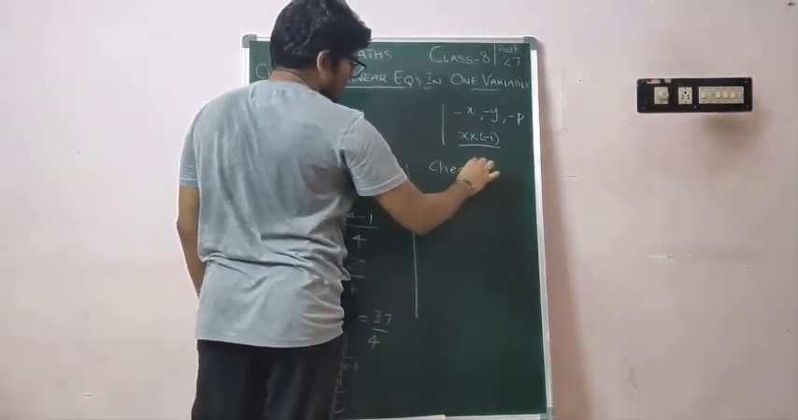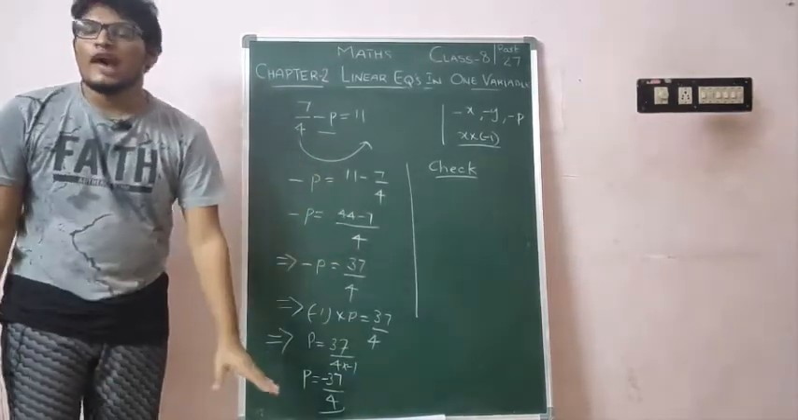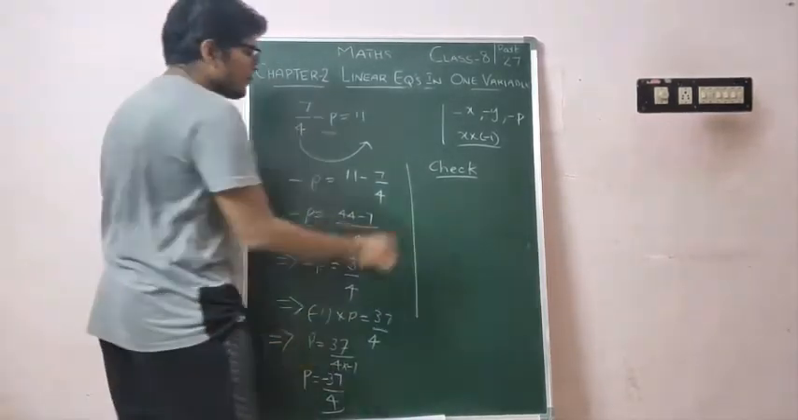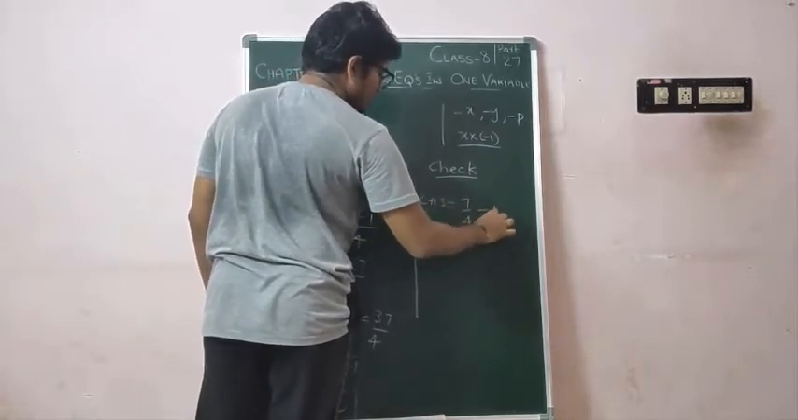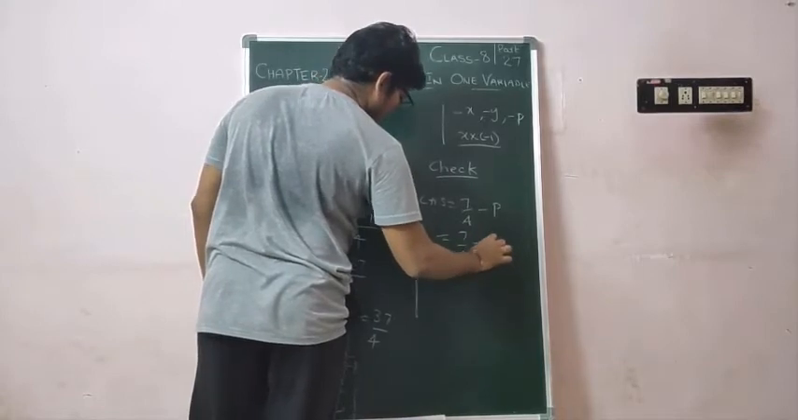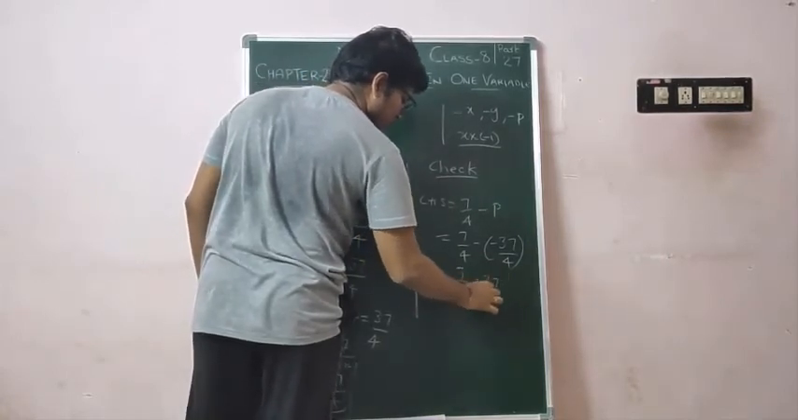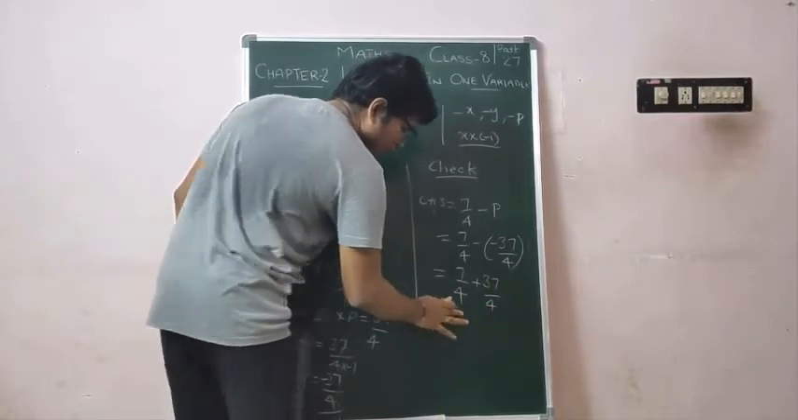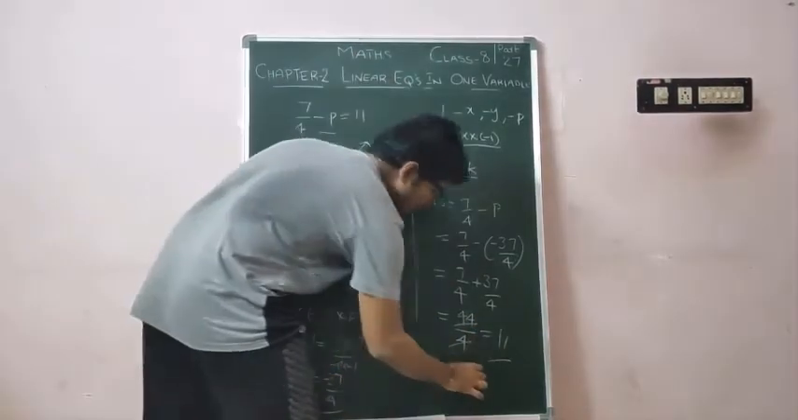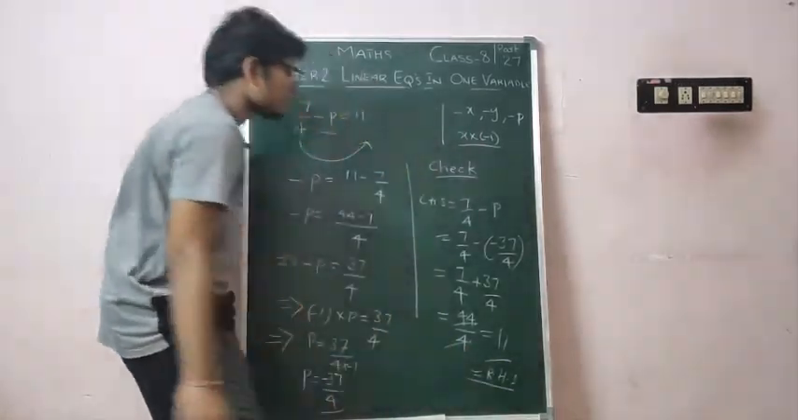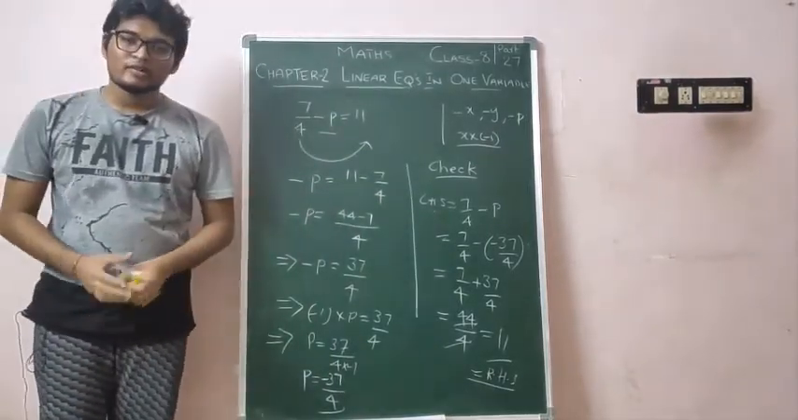Now let's check. What is the checking process? Substitute the b value in the LHS and see whether we get the RHS. If the answer matches, it is correct, otherwise it is wrong. LHS is 7/4 minus b, which is 7/4 minus of minus 37/4. Minus into minus is plus, as we discussed in our last classes. So 7 plus 37 is 44, because the denominator is the same, and 44 by 4 is 11, which is RHS. So LHS equals RHS, and our answer is correct. This is clear, students?